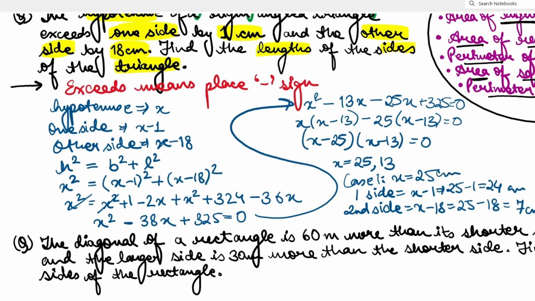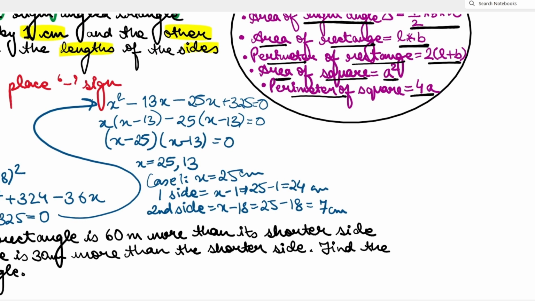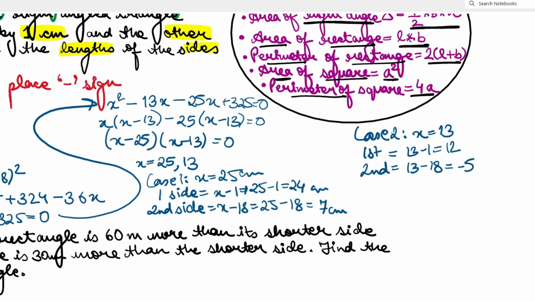Now, moving on to case 2. We'll take x is equal to 13. Now your first side becomes 13 minus 1, which is equal to 12, and the second side becomes 13 minus 18, which is equal to minus 5. So this is negative, and that is why we discard the solution. The side cannot be negative. So we'll consider the first solution, and this particular solution becomes our final answer.